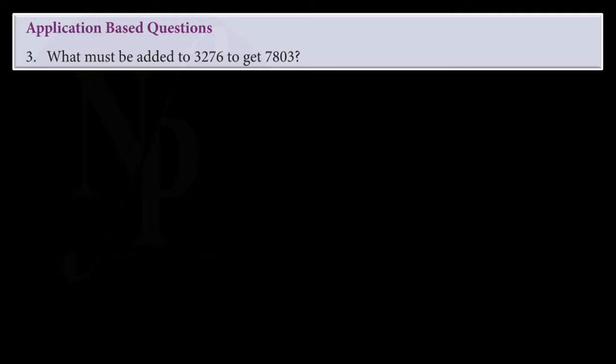The question number 3 is, what must be added to 3276 to get 7803? So here in this question we are asked to find a number with which if we add 3276 we must get 7803.